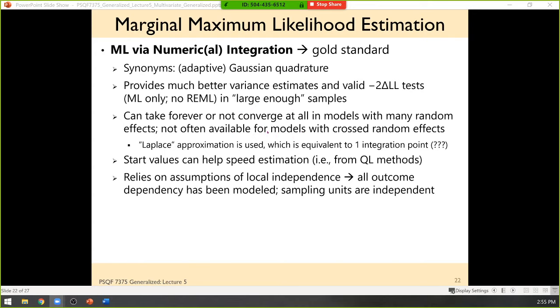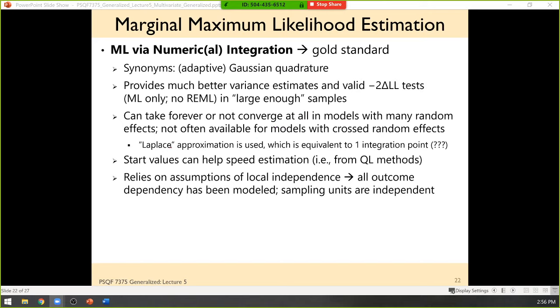The thing to look for, these are all words that you should look for in your software manuals to figure out what they're doing. Numeric integration. Sometimes it's called numerical integration. It's sometimes called Gaussian quadrature. Any combination of those words means that what it's doing is a true maximum likelihood process. It is a maximum likelihood version. There is no residual maximum likelihood. Residual maximum likelihood is only possible for normal conditional models. It does provide valid log likelihoods that you can use to do model comparisons.